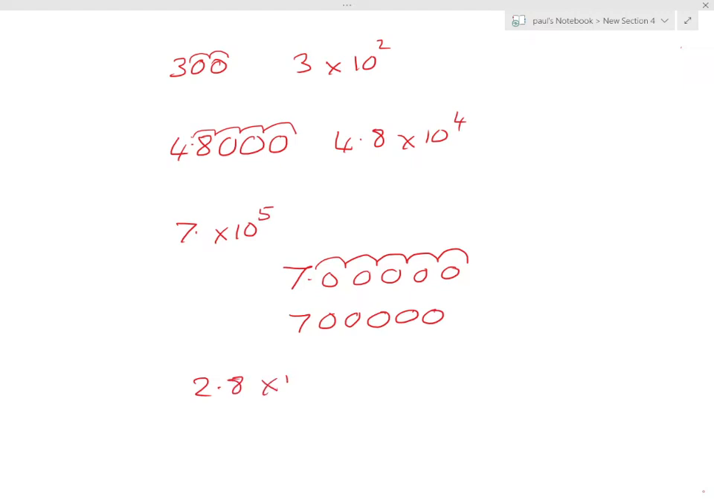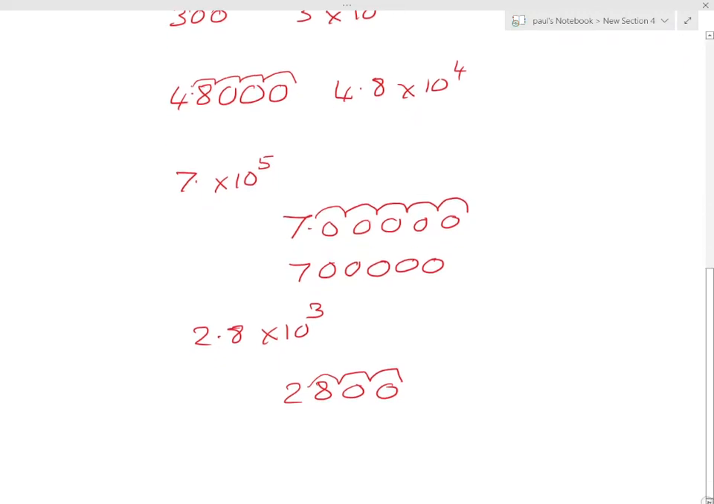2.8 times 10 to the 3. Write your 2 and 8 down there and go from where the decimal point is and go 1, 2, 3. Fill it in with zeros and you've got 2,800. So that's how to go from a standard form back to an ordinary number.